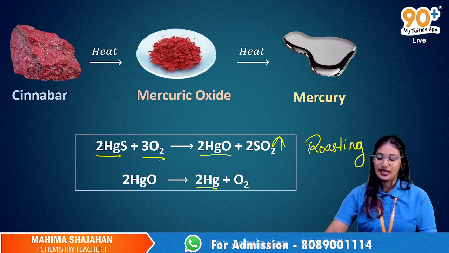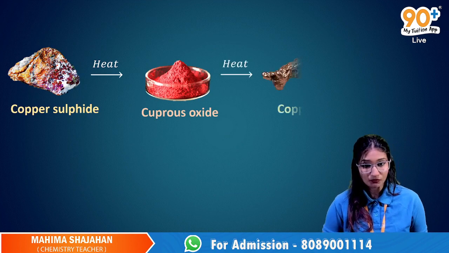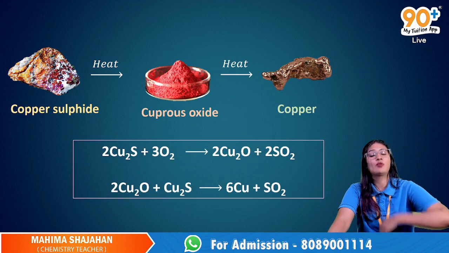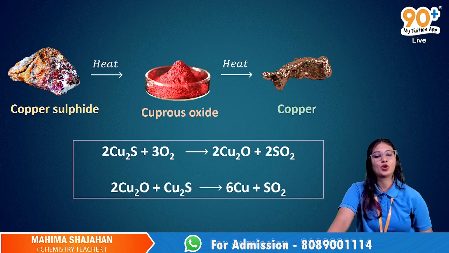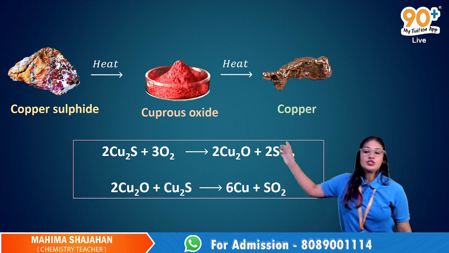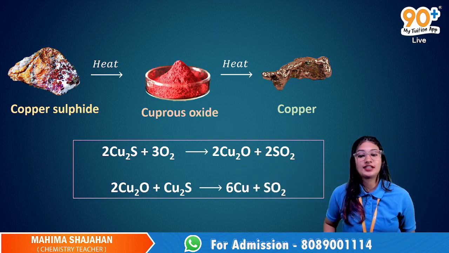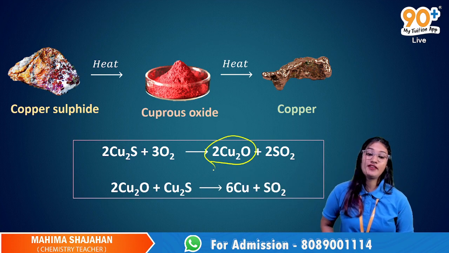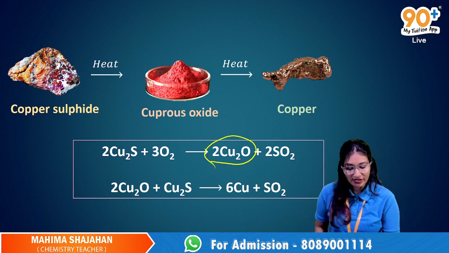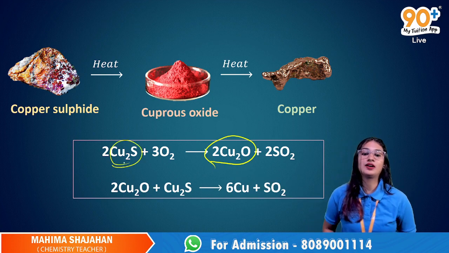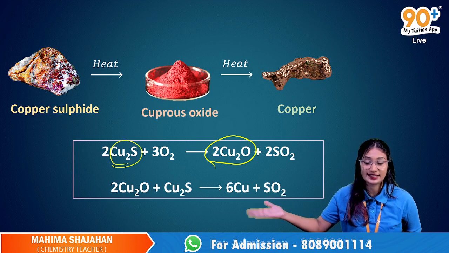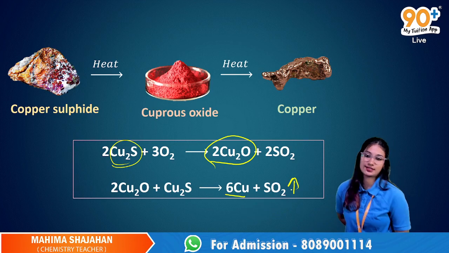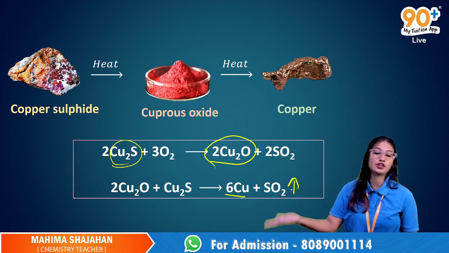Okay, yes. Now let's see the example of copper. Copper, what do we do? Just heat it, and it will convert to its oxide. On further heating we'll get what? Copper. Okay, look here. Cu2S reacts with oxygen, and first it will form its oxide. Now the oxide formed here will react with the remaining Cu2S, that is copper glance, and forms what? Copper and sulfur dioxide gas. Okay, this is also an important reaction that you have to study.